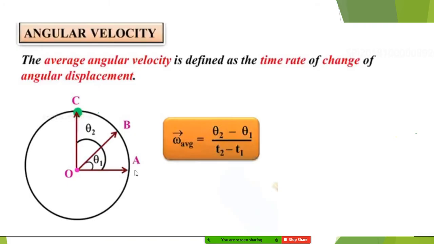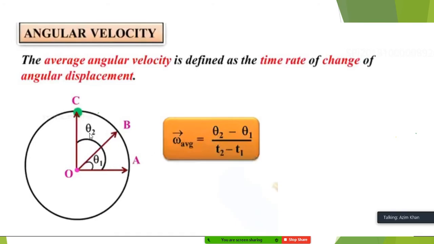Suppose an object is at initial position A, then it performs a motion and reaches position B. The distance covered is represented by the angle theta 1. Then it covers the distance from position B to C, one more angle, represented from initial to final by theta 2. So it starts from A, reaches B, then reaches C. We have to find the average angular velocity. How to find it?